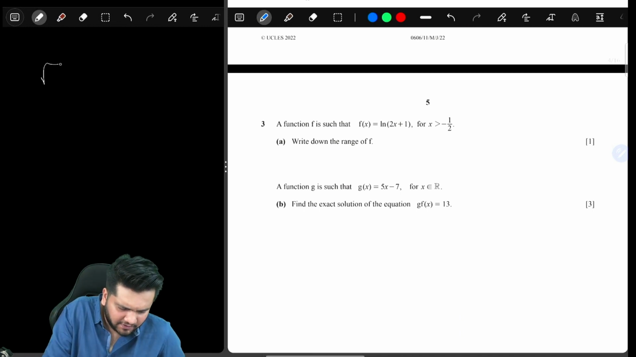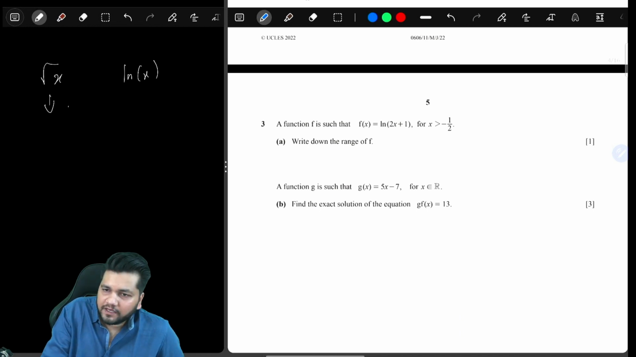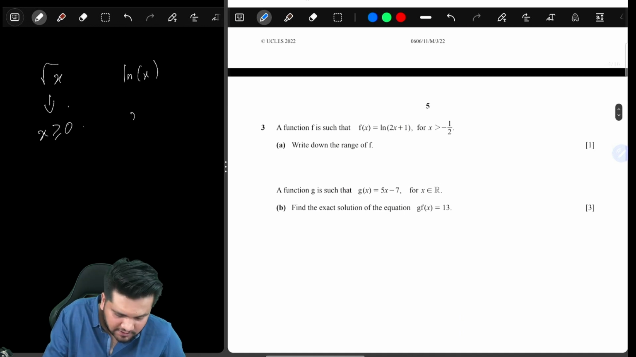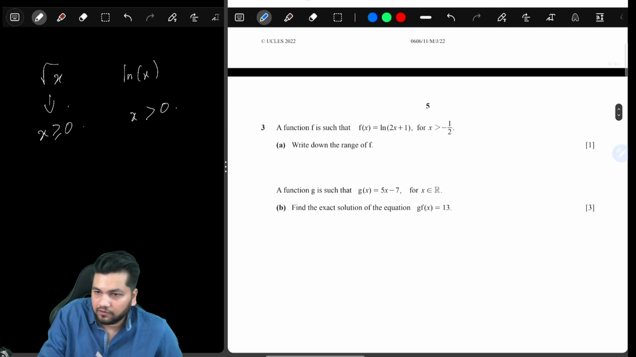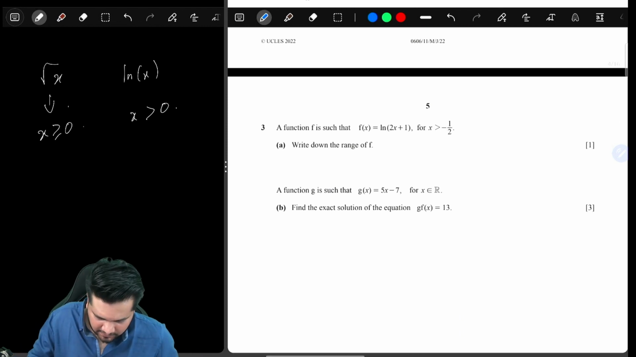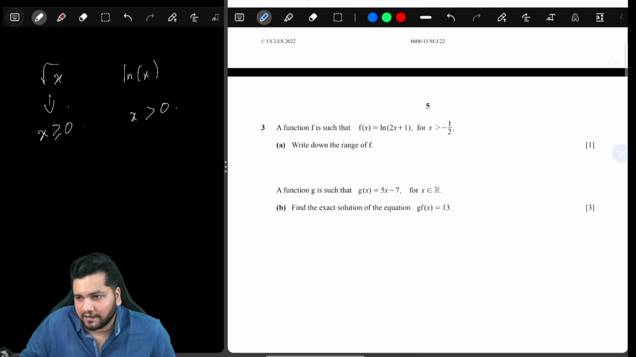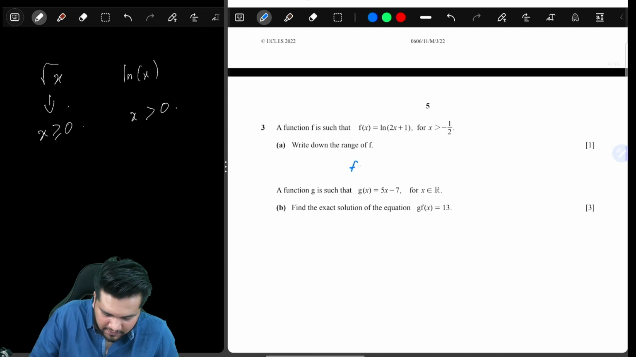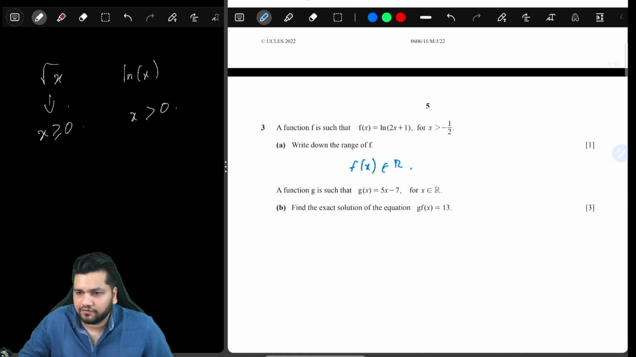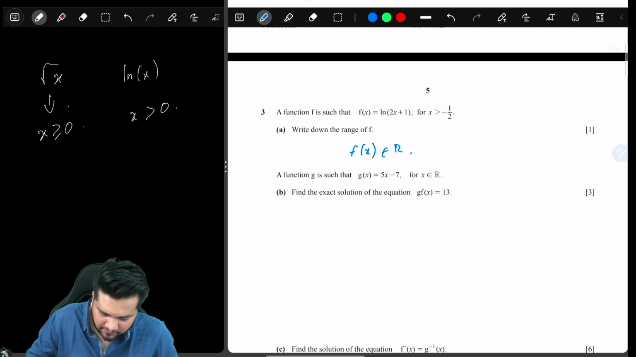So just a simple example, if I give you root x and ln x, here the domain of x, whenever it is root x, is always greater than or equal to 0. When it is ln x, it's just greater than 0. 0 is also not fine, obviously you can understand through the graph as well. Range of f: when I talk about ln, ln can take all real numbers, so f of x belongs to real numbers.